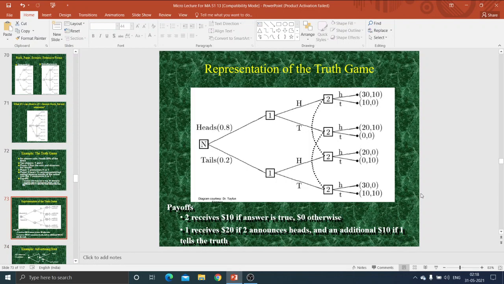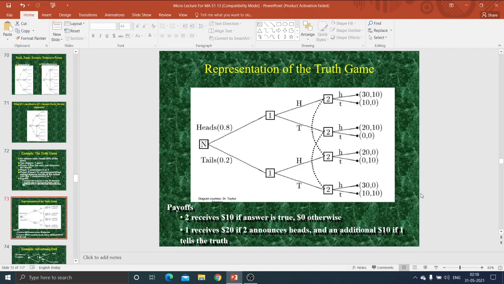Okay, so if that is the thing, you can simply write it again in the head-tail example, and immediately you have an extensive game form like this. In the second case, you actually have an information set, as we have said.